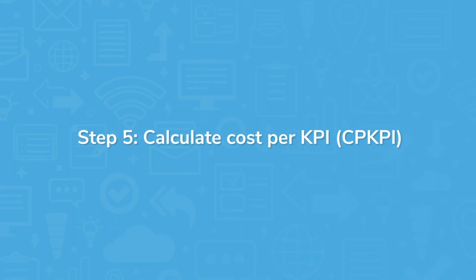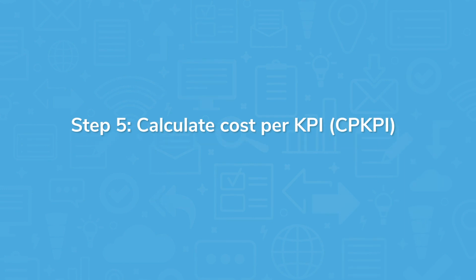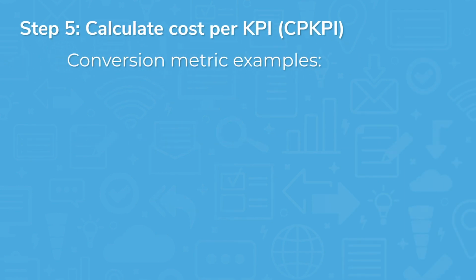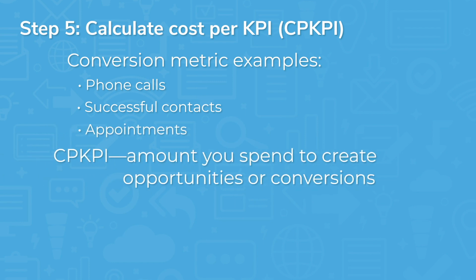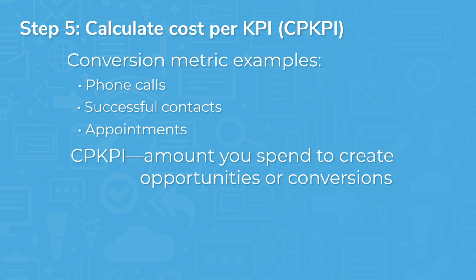Step 5. Calculate the cost per KPI, or CPKPI. One metric of success that many marketing departments use is how many opportunities or conversions you create during the time period. These can be phone calls, successful contacts, appointments, or however you want to define them. The amount you spend to create those opportunities is your cost per KPI, or CPKPI.